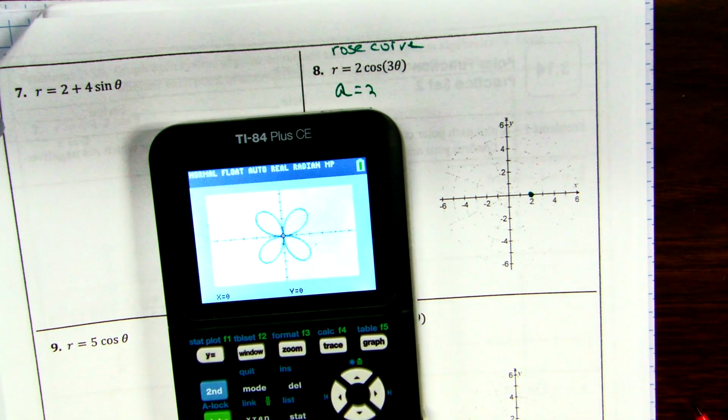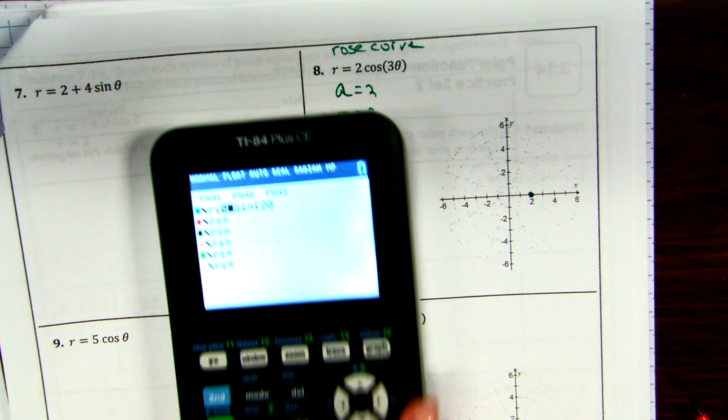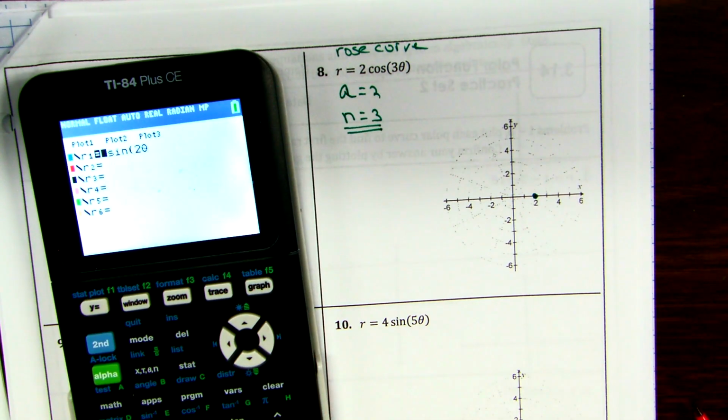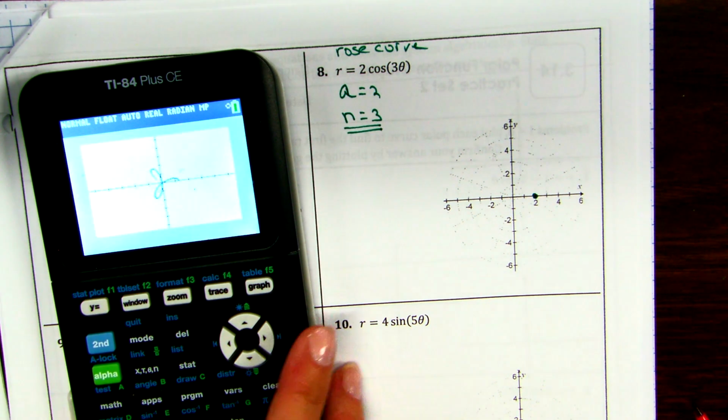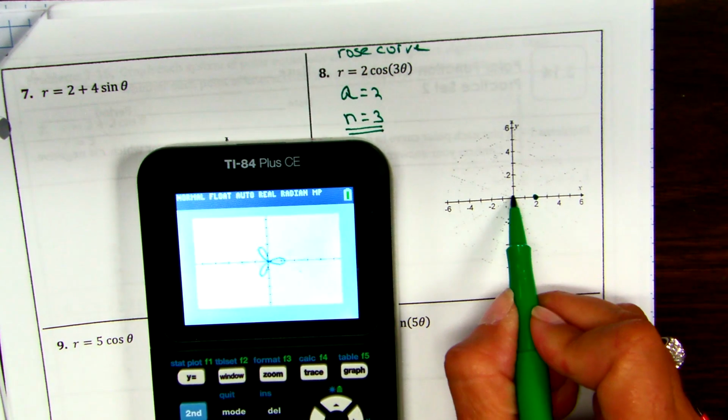I would look at the differences in all of them. But we're allowed to use our graphing calculators for this. So let's put in 2 cosine 3 theta and graph it. Okay, I was good with my assumption.